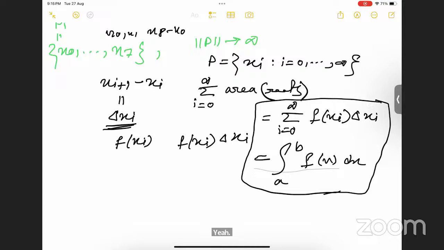So far we have covered limit of a sequence, limit of a function, continuity, differentiability, and Riemann integration. If you have any doubt, you can ask it. If not, then we can stop. Otherwise, you can ask.